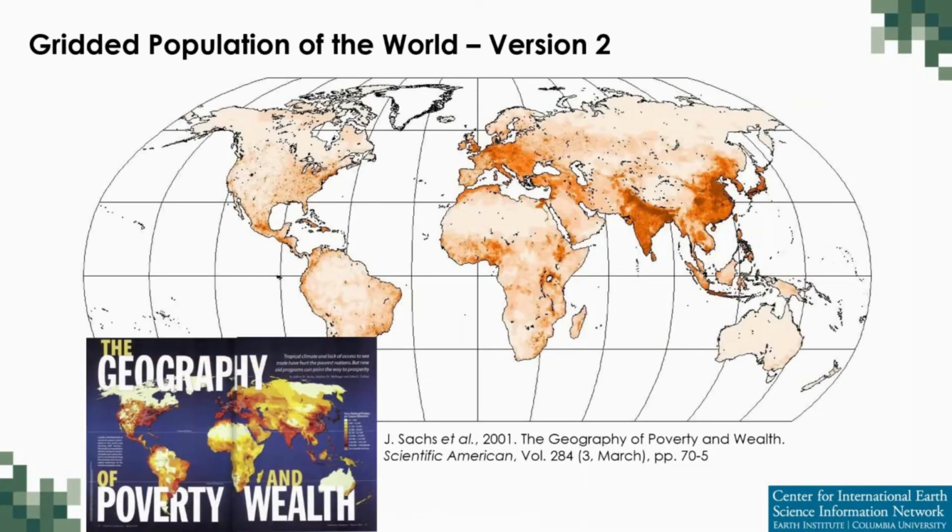The next version of GPW was produced by CSUN, and actually one of the first major applications was to help map poverty and wealth. This was done by Jeff Sachs, who later became the director of the Earth Institute and therefore my boss. He worked to link the population data with estimates of income and wealth and produced this paper that was published in Scientific American.